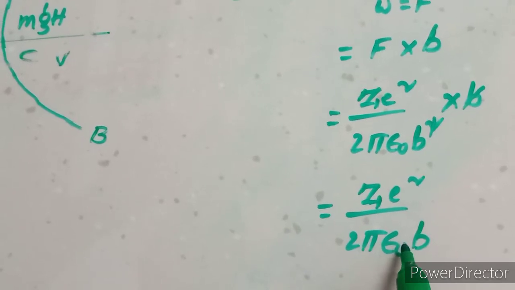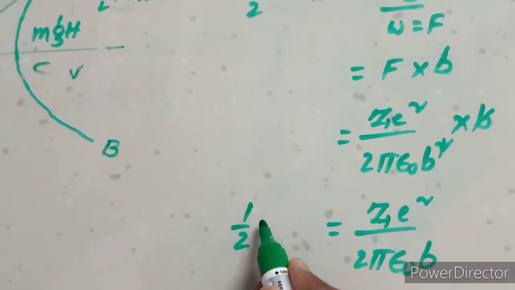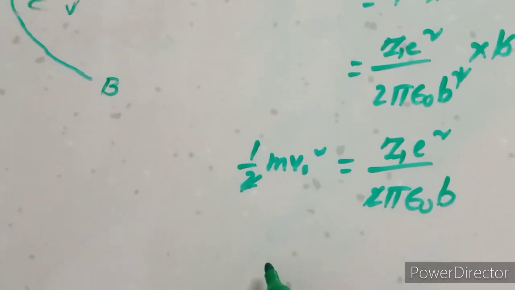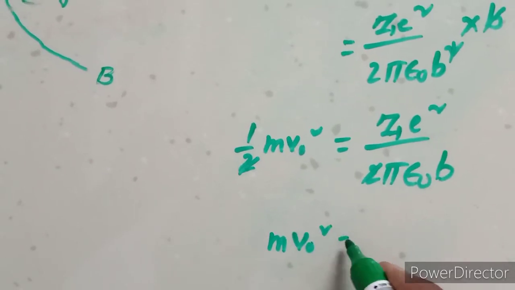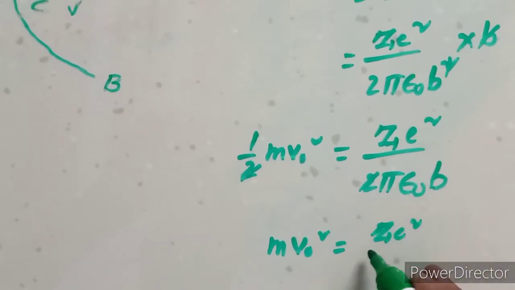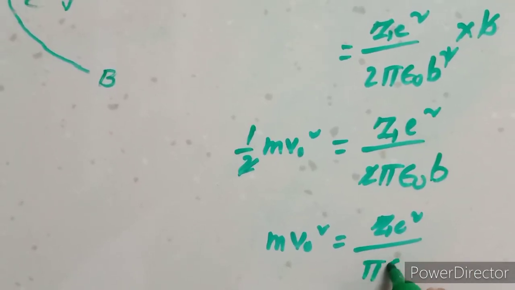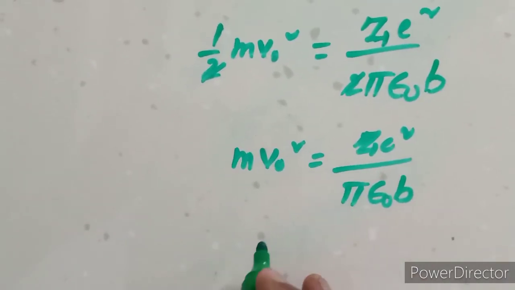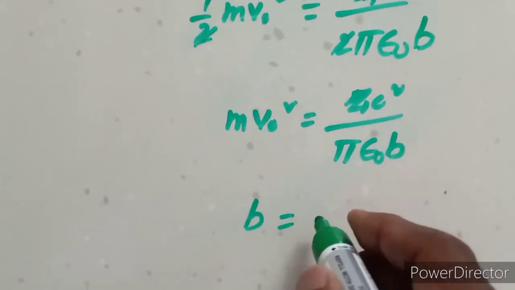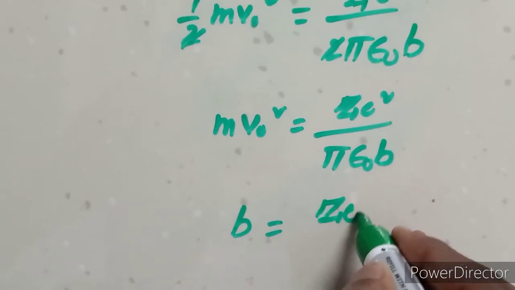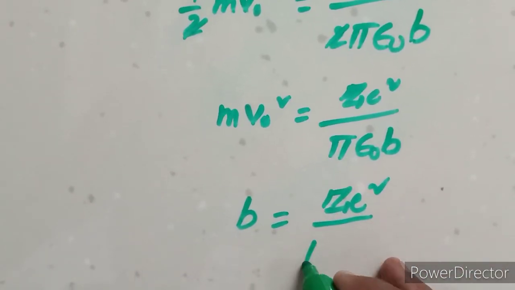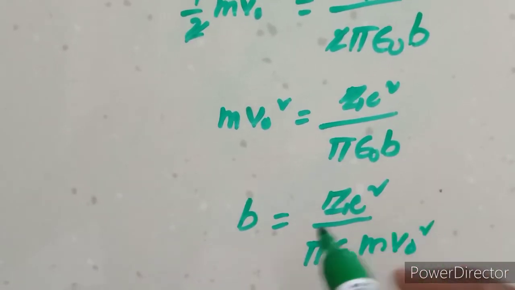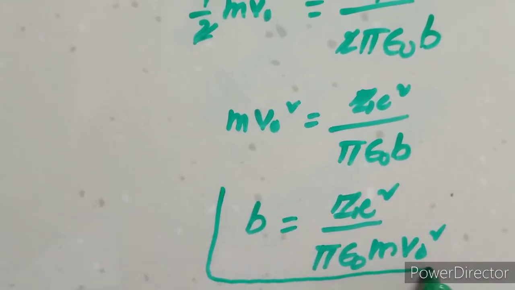This potential energy equals half m v naught square. Here the 2 cancels, so m v naught square equals Ze square upon pi epsilon naught b. So this equation can be written as b equals Ze square upon pi epsilon naught m v naught square. This is the closest distance.